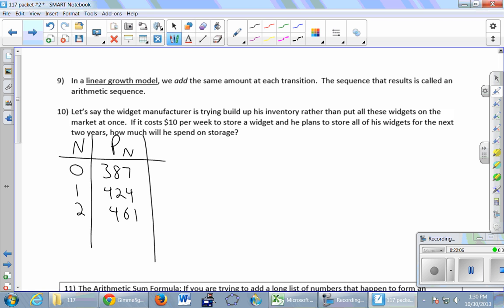And let's add one more column here. What's the other relevant thing? So the time we have in the ends, and the $10. Yeah, we need to use the $10. So how about we come up with a cost right here? How much does it cost us per week? For that first week, we have 387 widgets. It costs us $10 per week per widget.